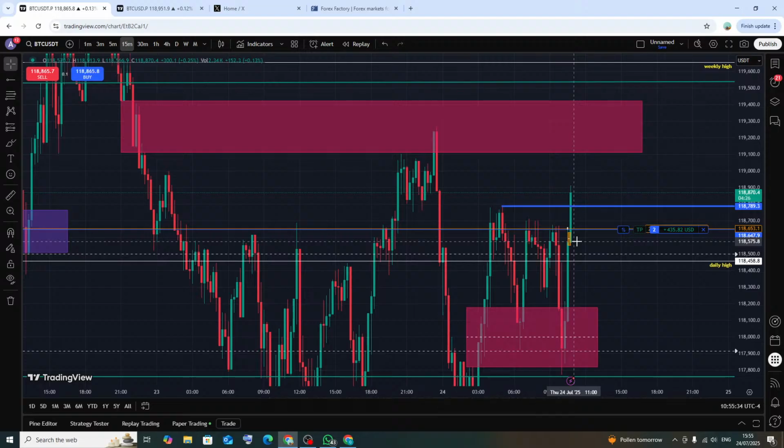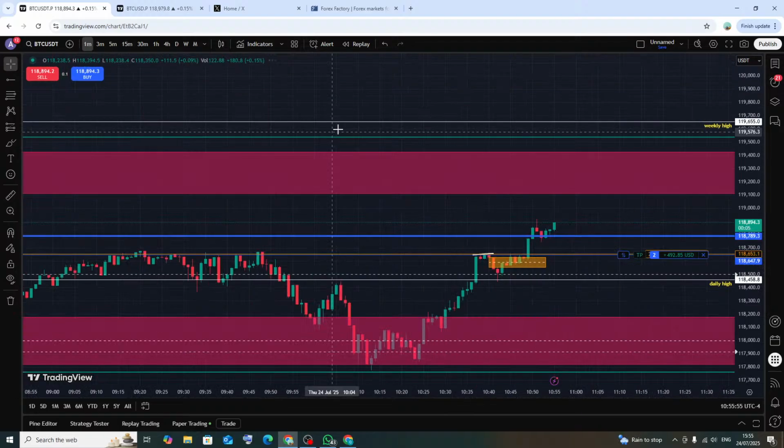I'm looking for this one in the fair value gap in here right now to go all the way to this range, and then we'll see. Definitely, it will be going all the way to this area as well. 119,500 as well. It could go there as well.